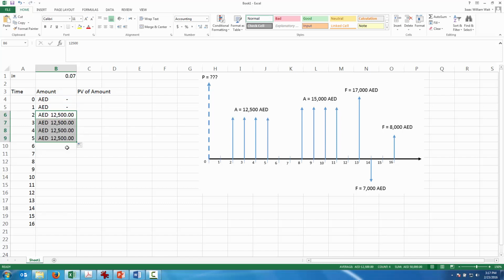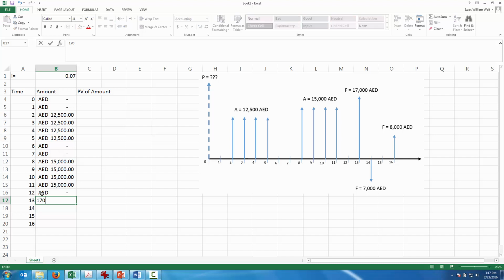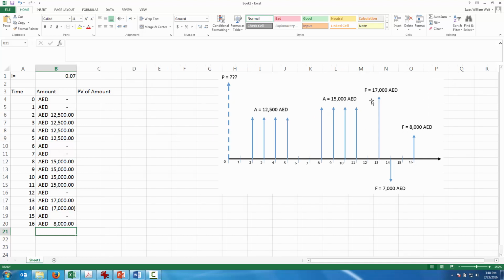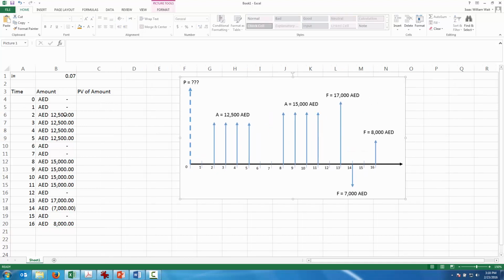All right, so for the next one, it is 12,500 for 4 years, so that needs to be including through year 5. In year 6, there's nothing, 7. In year 8, it's 15,000. And I'll drag that down so that there's 4 of them. There's nothing in year 12, 17,000 in year 13, and year 14 is negative 7,000. Nothing in year 15, and then 8,000 in year 16. So there's my cash flow, just translated from a diagram to a table.